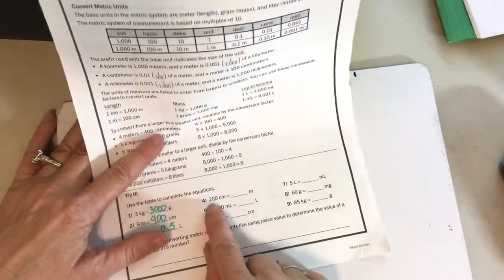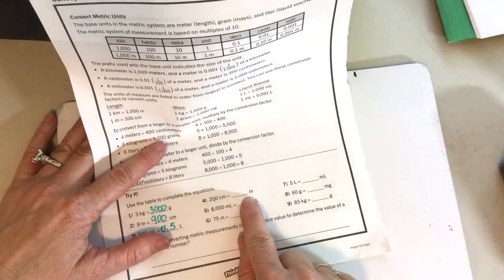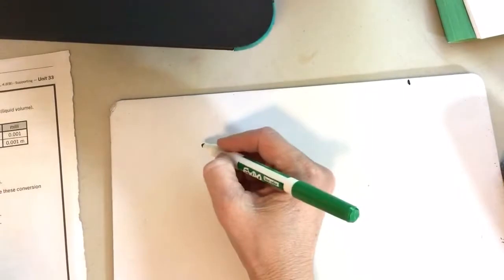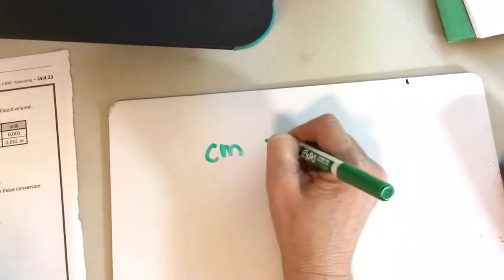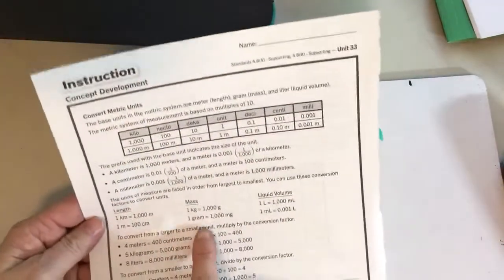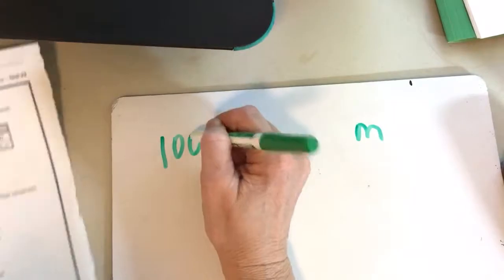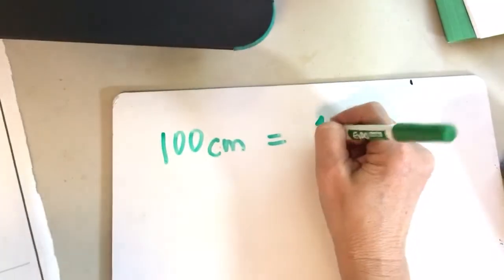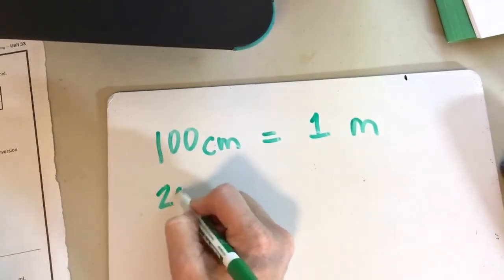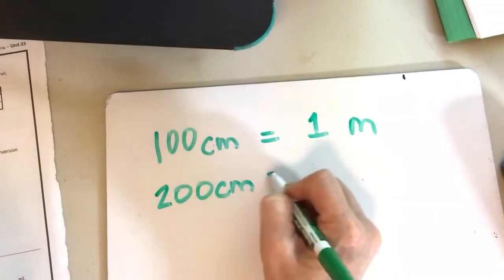All right, number 4, 200 centimeters equals how many meters? Okay, well, how many centimeters equals 1 meter? So 100 centimeters equals 1 meter. But it's asking me about 200 centimeters.